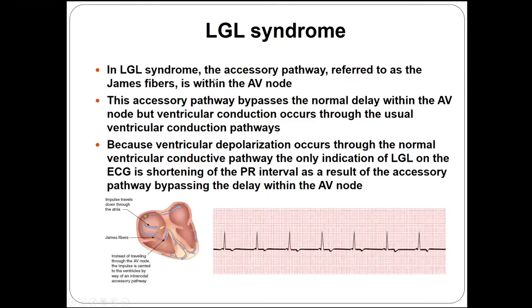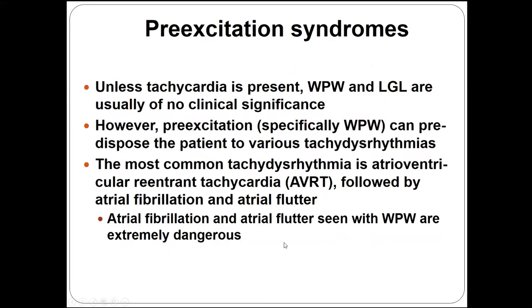LGL syndrome: PR is short, QRS is narrow, so it's nothing else. What you see is only the P followed right away by the QRS complex. That's it, nothing else. Professor?